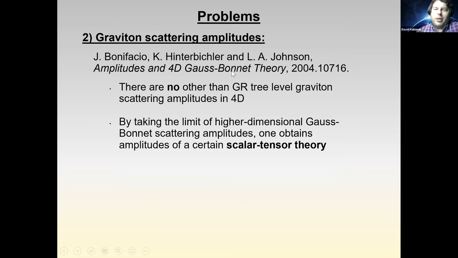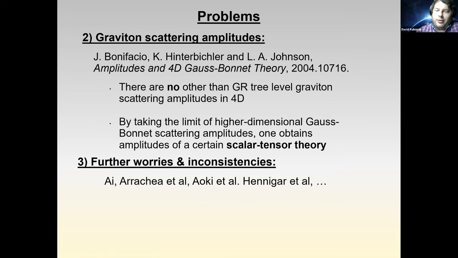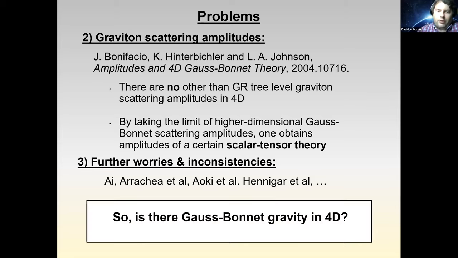realized in this paper, that they looked at the graviton scattering amplitudes. And they confirmed that in 4D there are no other tree-level graviton scattering amplitudes than GR. And then when they looked at the higher-dimensional Gauss-Bonnet scattering amplitudes, they showed that if you take the limit of these, you obtain a scalar-tensor theory. So no longer do you just have a graviton, but you also have a scalar propagating there. There were many other inconsistencies found with Glavan and Lin's proposal.